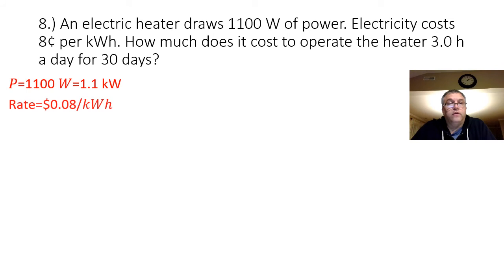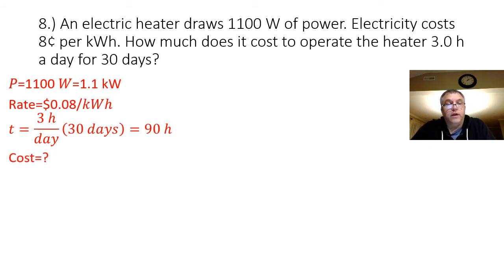The rate for which we are paying for the energy is 8 cents per kilowatt hour. The amount of time that the heater is operating is 3 hours a day times 30 days, which gives me a total runtime of 90 hours. And once again, we are looking for the cost.